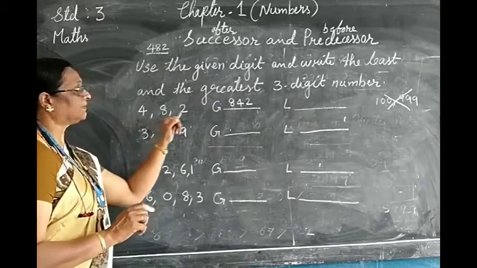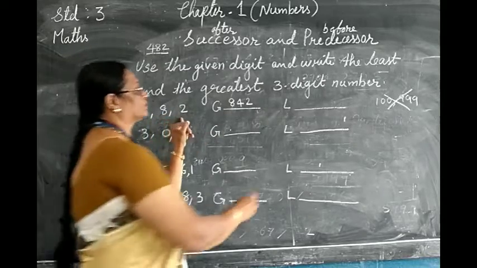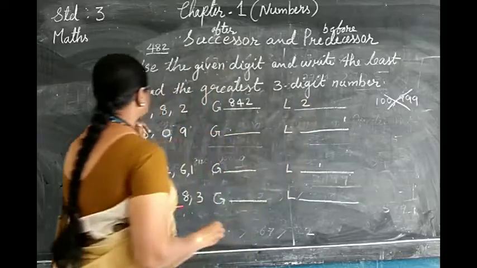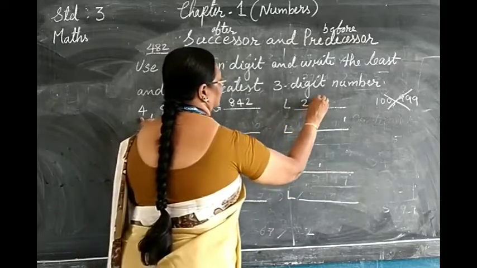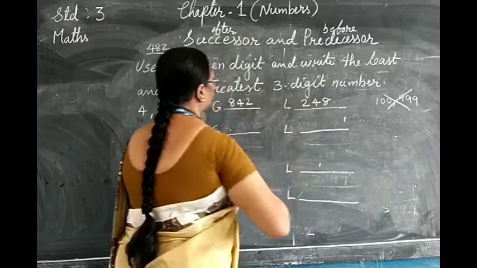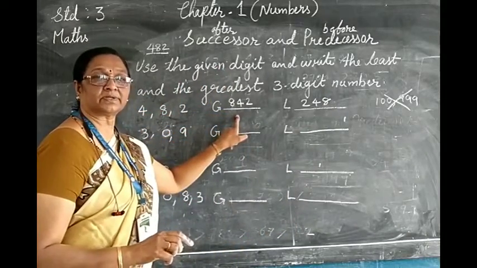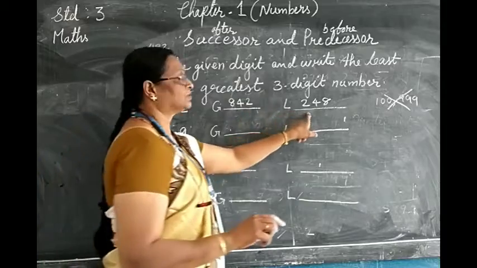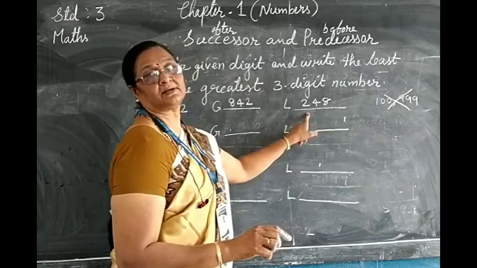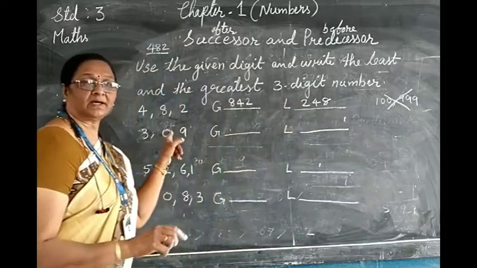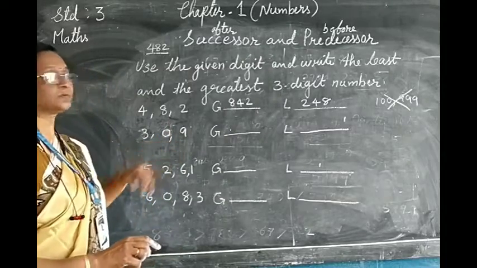The same way, compare the digits. Which is the smallest one? 2, and which is next? 4, and the last one is 8. So with these digits, 842 is the greatest number and 248 is the smallest one. Clear now, children? Now tell me this one.